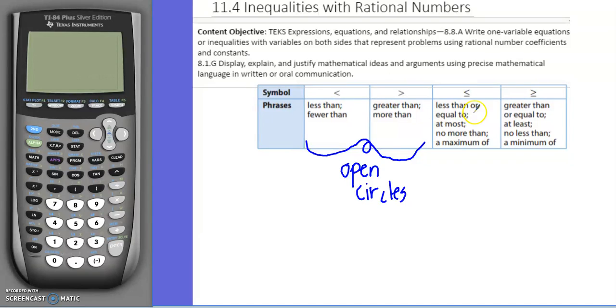Okay, we also have less than or equal to, at most, no more than, and a maximum of. We have greater than or equal to, at least, no less than, and a minimum of. These are closed circles when you graph them on a number line.